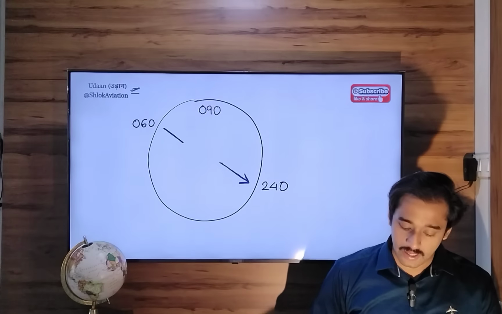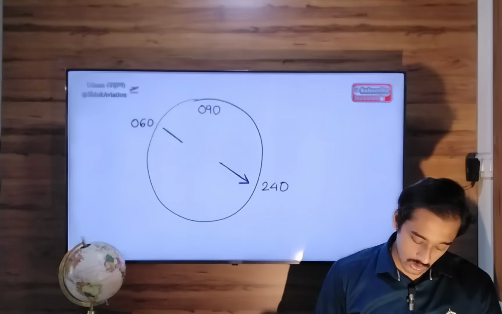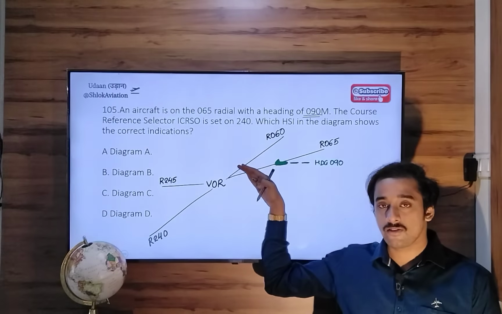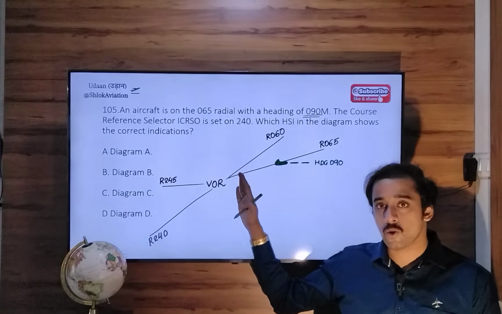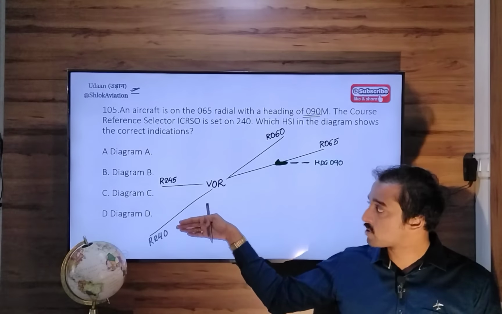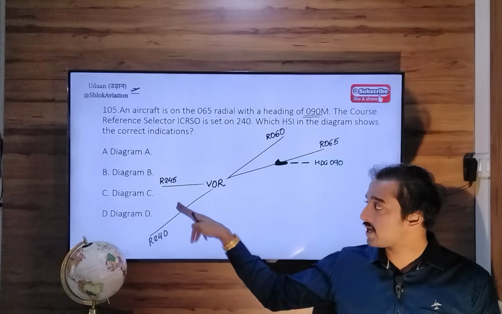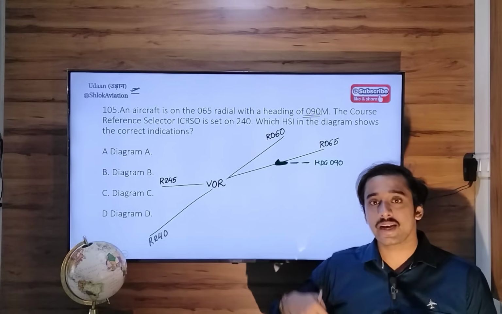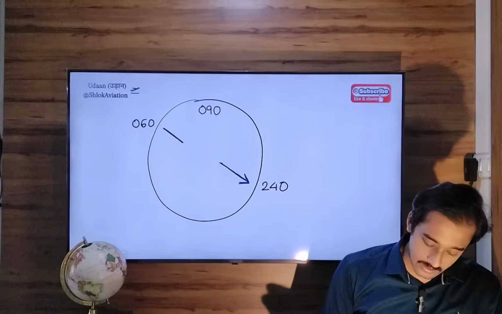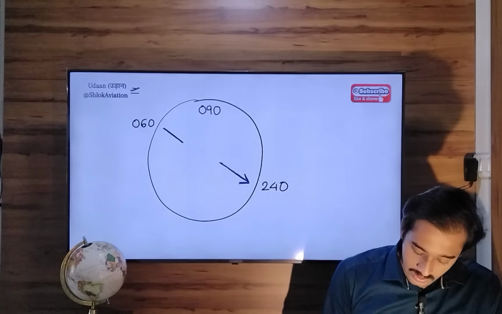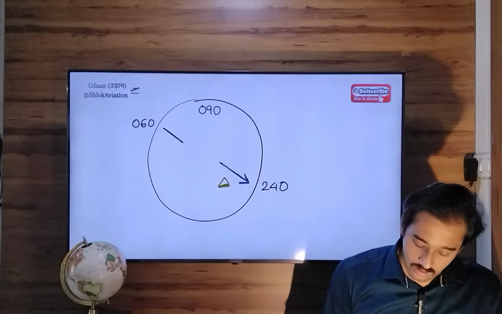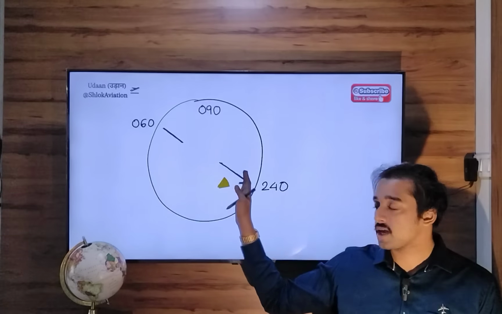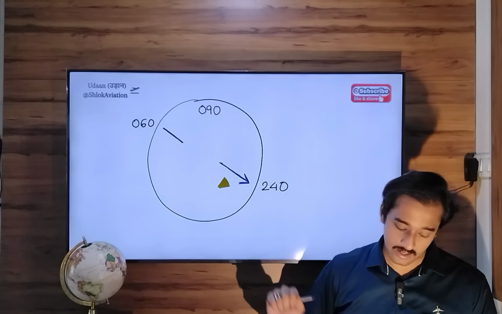Okay. Now the to-from indication will show what? The to-from indication will show a TO indication, because if you are on this side of the VOR station, you will be flying outbound. If you have selected any course which is on this side of the VOR, like 240, 245, in order to go towards those radials or tracks, you will have to first fly towards the VOR. So the indication which you will get is the TO indication. For TO indication, I am drawing a triangle here. A FROM indication triangle will be somewhere here behind. The TO indications are ahead, FROM indications are behind the aircraft.